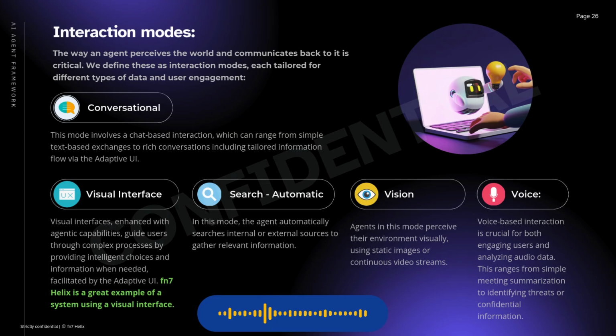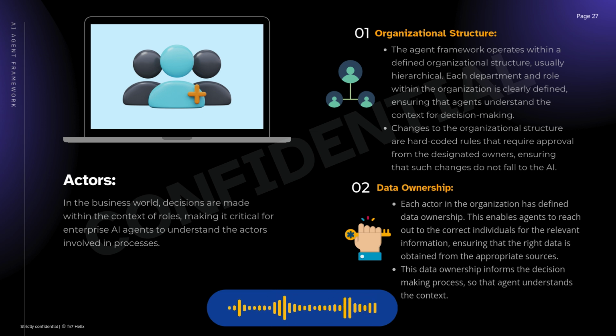Okay, so we've got conversational, visual interface, search automatic, vision and voice. Those are the five key interaction modes. And those allow the agent to gather information and perceive its environment. But then what happens? Well, that's where the concept of actors comes in. Remember, in a business context, decisions aren't made in a vacuum. Right, they're made by people. Exactly. And those people have specific roles, responsibilities, areas of expertise. So the AI agent needs to understand that organizational structure. It does. It's not just about making decisions on its own. No, it's about understanding the context.